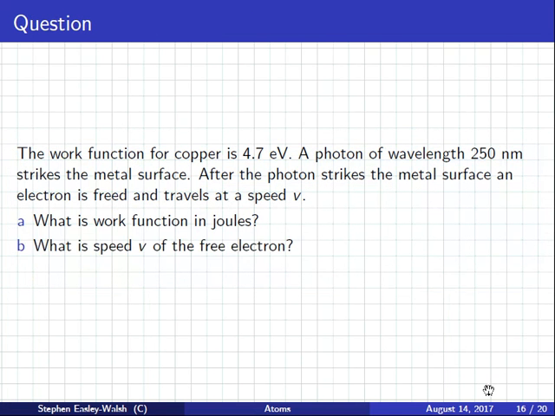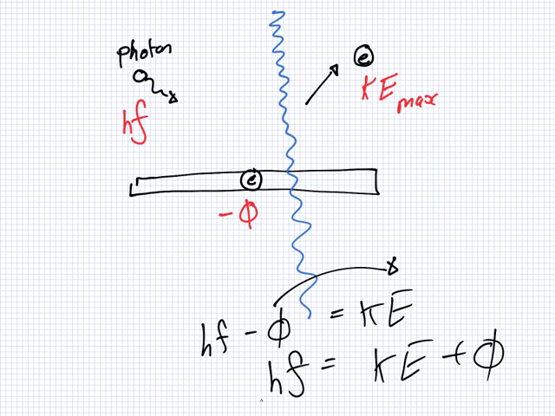Right, here's a short little question. The work function for copper is 4.7 electron volts. A photon of wavelength 250 nanometers strikes the metal surface. After the photon hits the metal surface, an electron is freed. The first question is what is the work function in joules? So convert that into joules. And the second one is to find the v. So you need to use this formula.